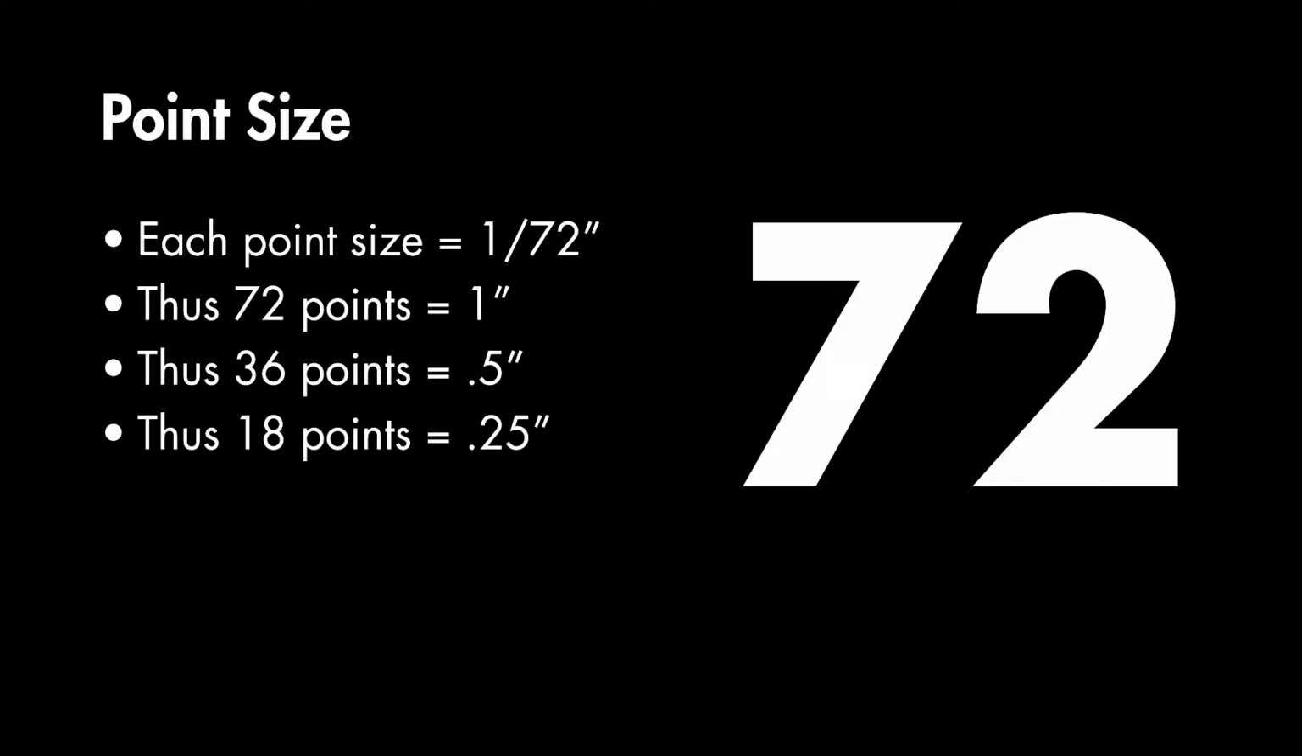Each point size is equal to 1/72nd of an inch, which means that a 72 point font equals 1 inch tall. You know that if you need a font face that is a half an inch tall, you would cut 72 in half, divide it by 2, or 50%, and you'll get 36. So a 36 point font is a half an inch, which then means that a quarter of an inch font is 18 points, which means an eighth of an inch font would be 9 points. So with this, you can rationalize how big or small the font is based on the numbers.